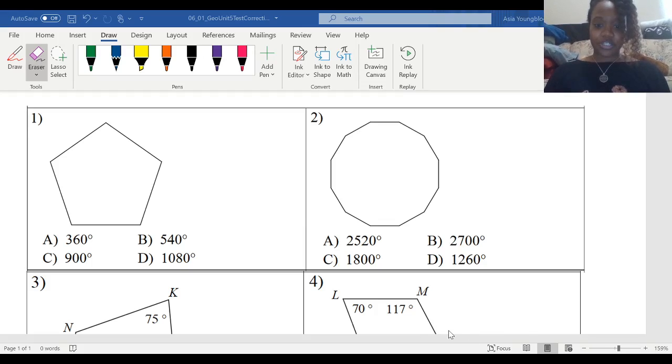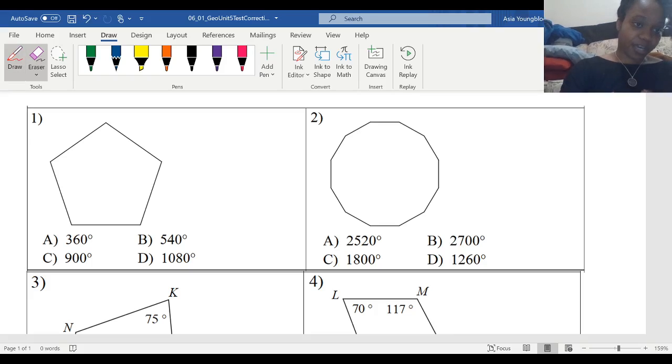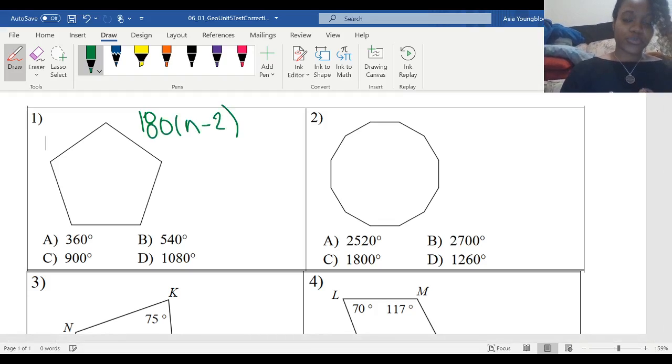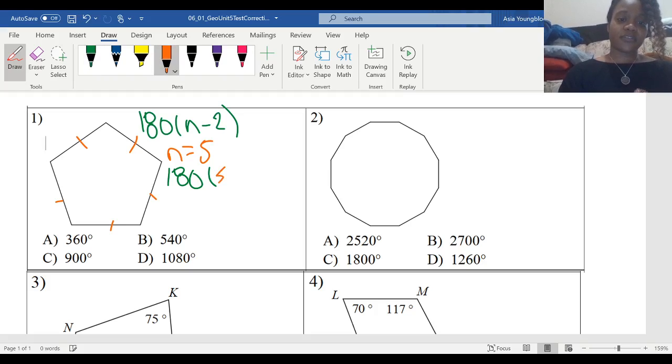Reminder, the interior angle sum theorem is just a formula, and that formula is 180 times n minus 2, where n is the number of sides in the polygon. In our polygon for number 1, we see that we have 1, 2, 3, 4, 5 sides. N equals 5. To figure out the sum of all of the angles inside of the polygon, you just plug that 5 into the formula. So we're going to have 180 times 5 minus 2.